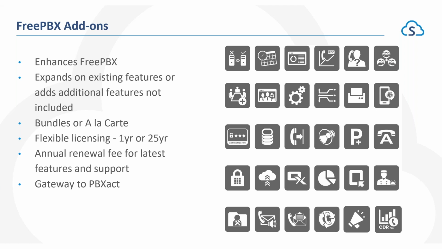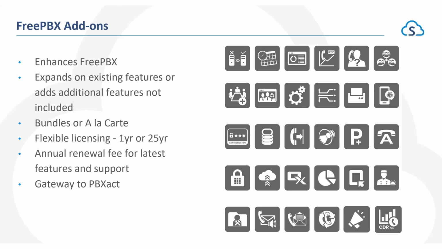We have two types of licensing, which we go through after this very briefly. So we have a 1-year license and a 25-year license. For the 25-year license, there is an annual renewal fee for updates and support. And actually, these add-ons also work as a gateway to PBX Act, which we will touch upon at the latter stage of this webinar.